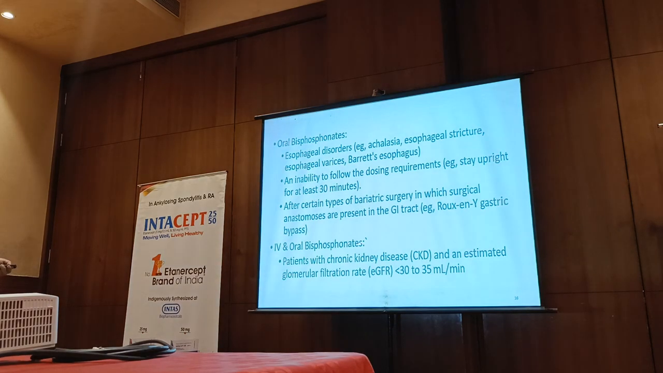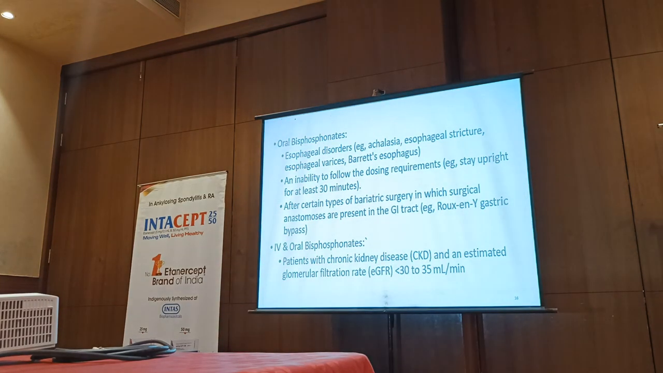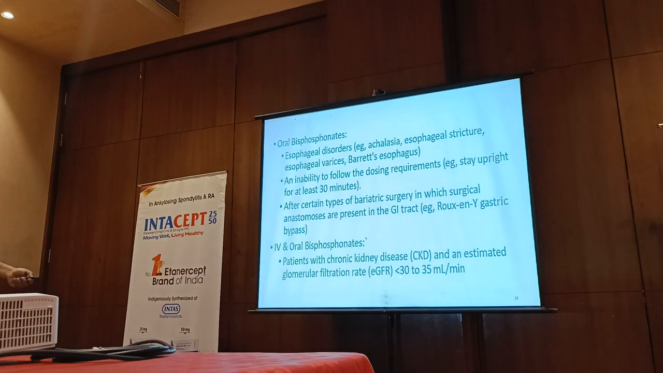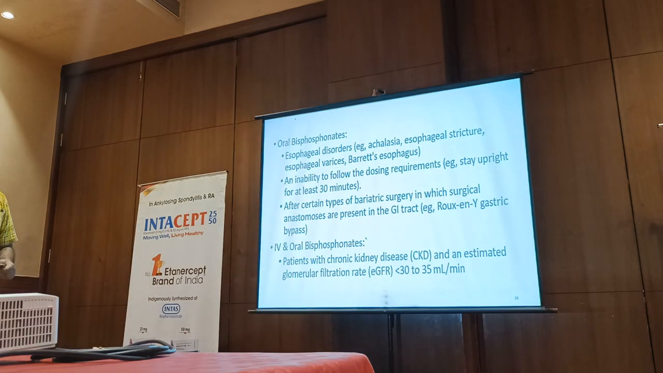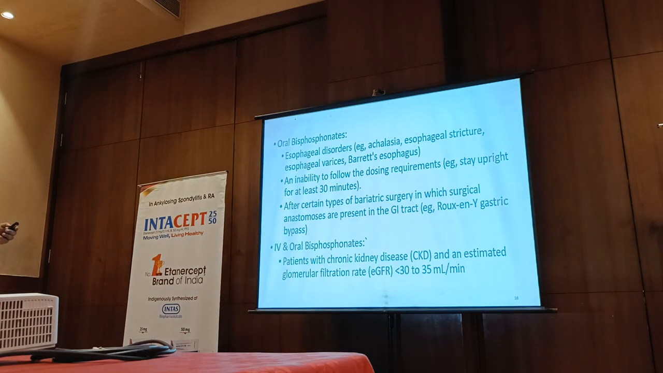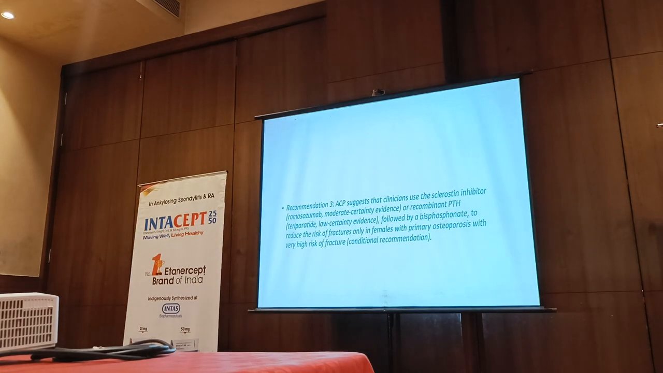And IV and oral bisphosphonate: in patients with chronic kidney disease, with estimated GFR less than 30 to 35 ml per minute, you cannot give this drug because it is not renally safe, particularly in chronic kidney disease.